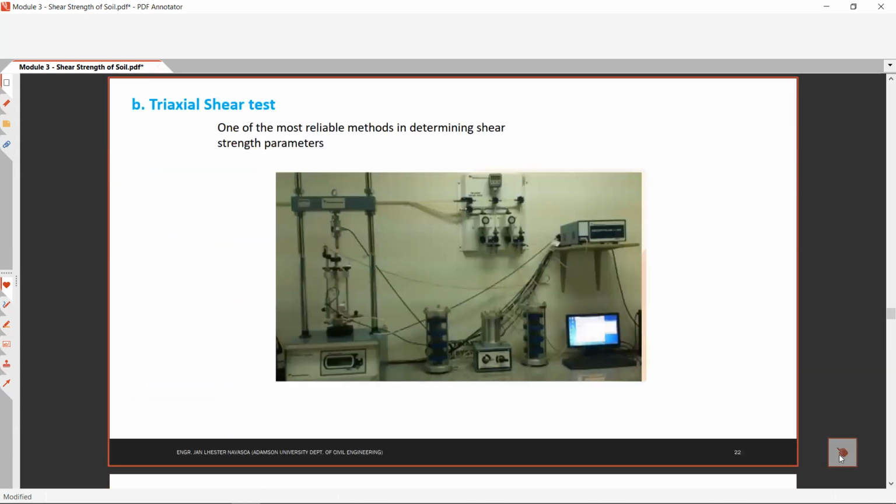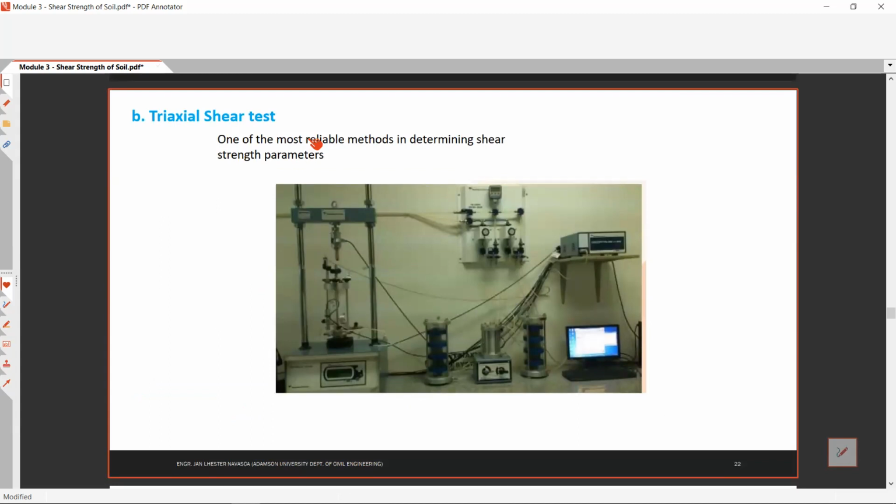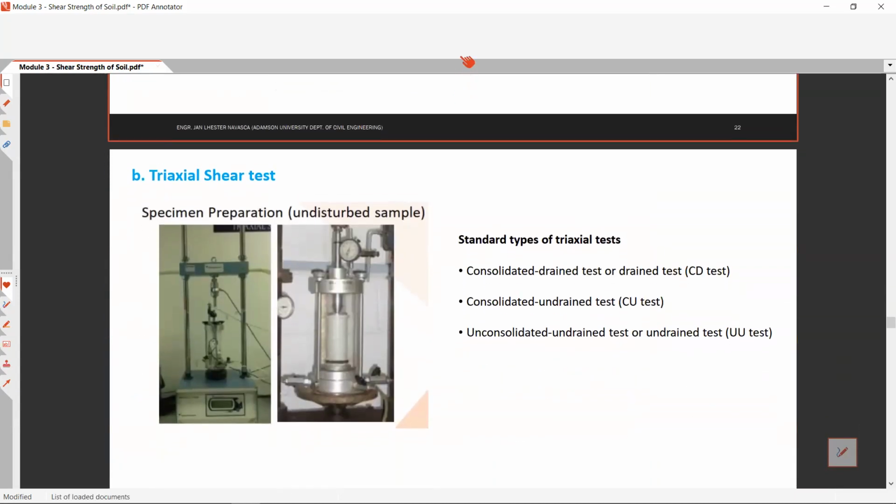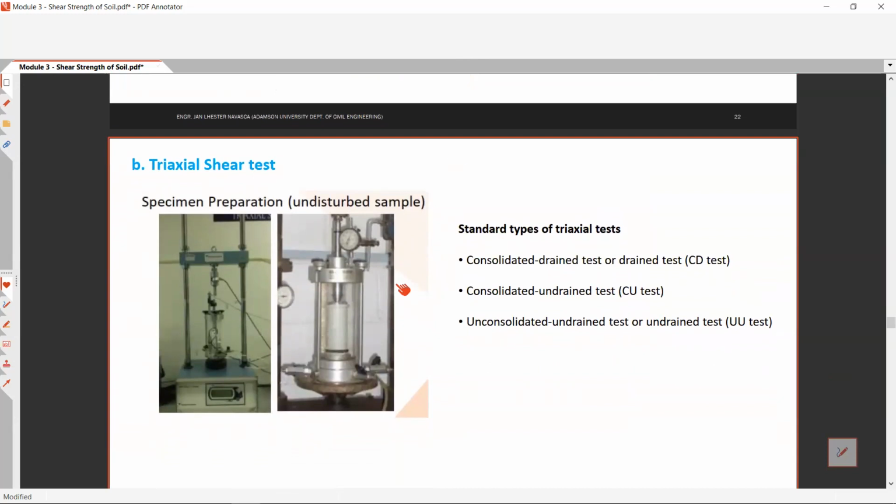Okay, then we also have the triaxial shear test. So the triaxial shear test is one of the most reliable methods in determining the shear strength parameters. So we also have the triaxial shear test in our laboratory. So ito yung setup na yun. Ito yung pang triaxial shear test. So we have the specimen preparation, undisturbed sample.